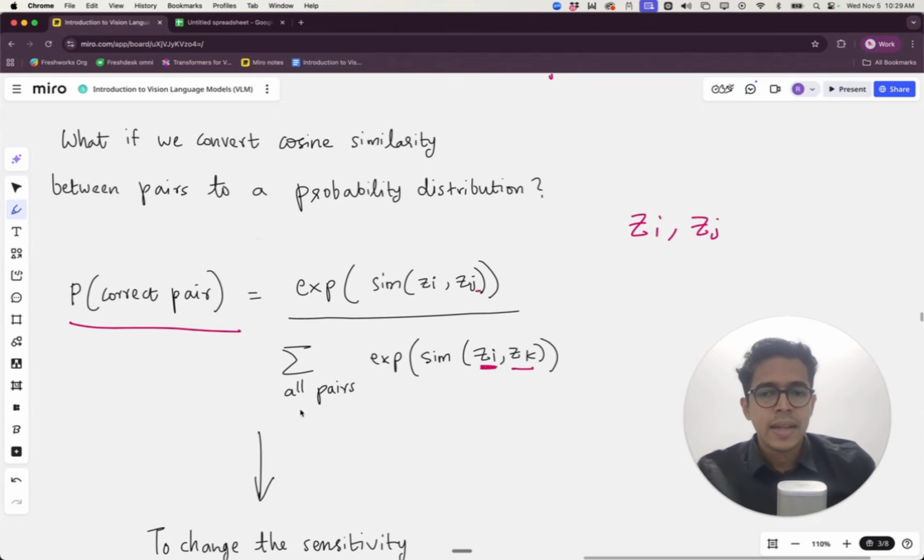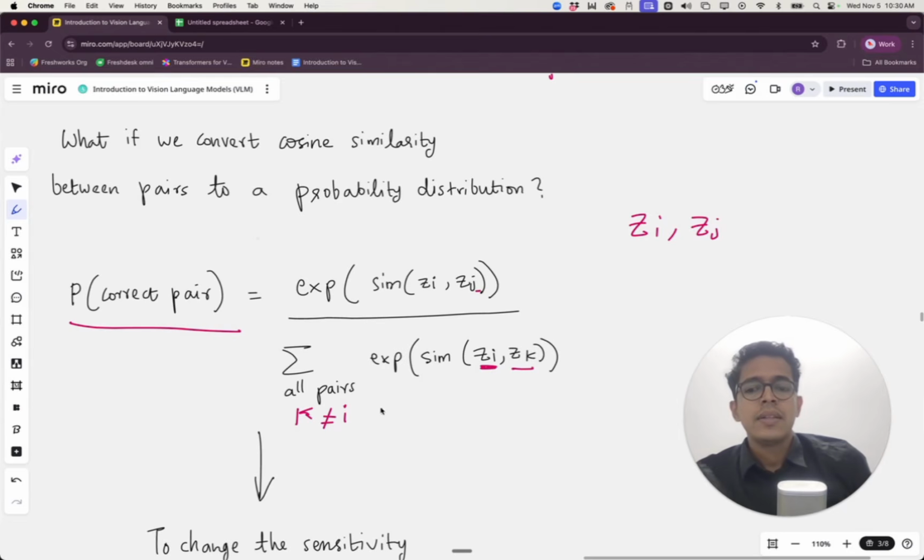Here the only thing is k should not be equal to i, because you are not considering the dot product similarity between i and i. So this zi and zi should not come. So everything except i. In the denominator, you are now considering the exponent of similarity scores between not just the correct pairs, but all the pairs.